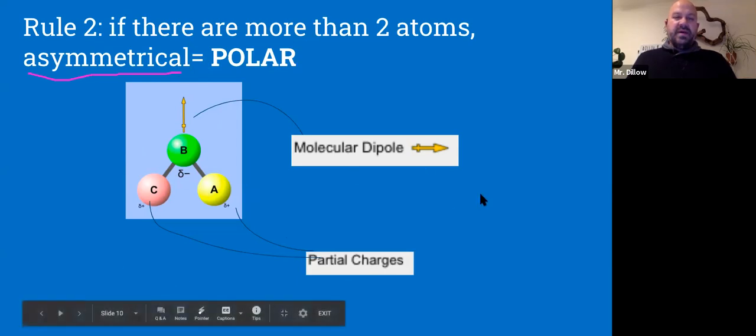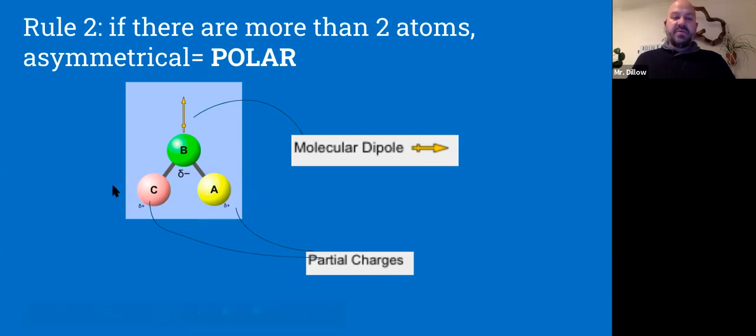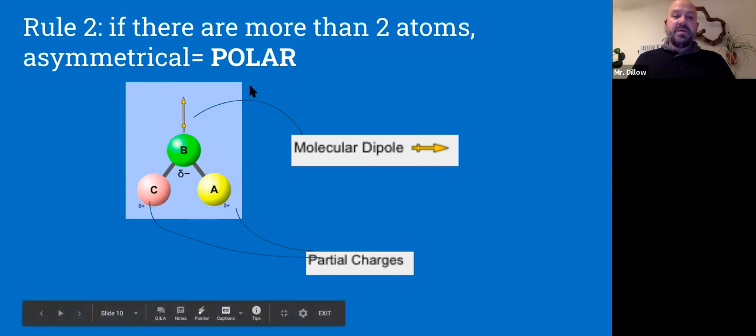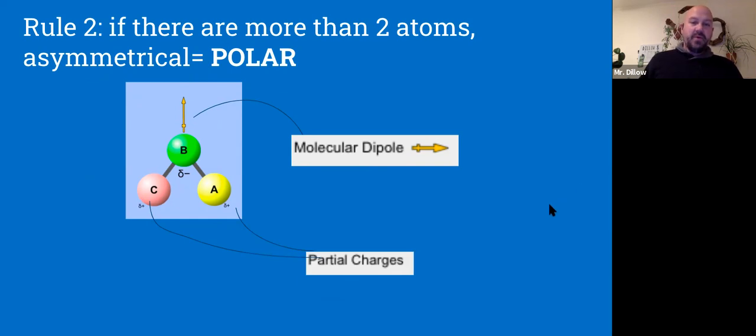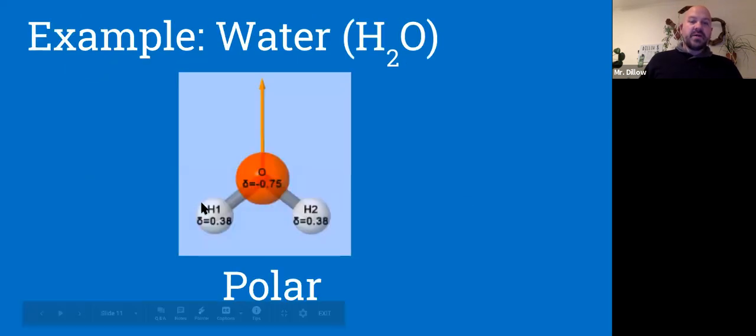So what does a nonpolar molecule with more than three atoms look like? Let's take a look. But an example of a polar molecule, our famous poster child polar molecule, would be water, right? Oxygen is very electronegative, hydrogen not very electronegative. So there's a negative charge on oxygen, and the molecular dipole points up.